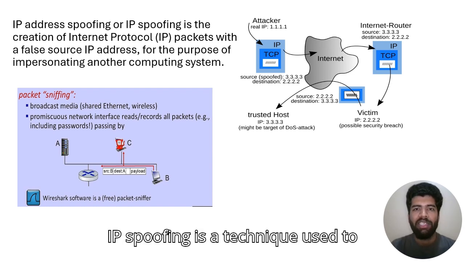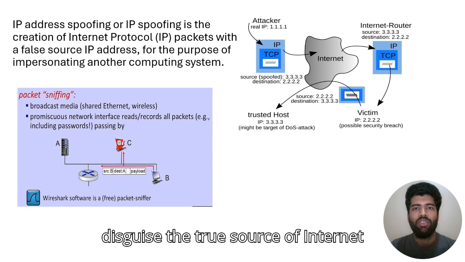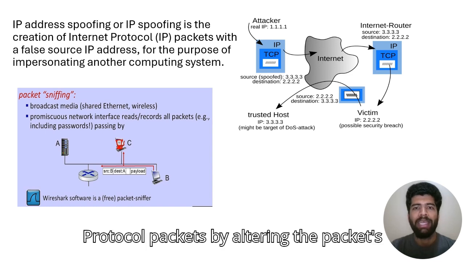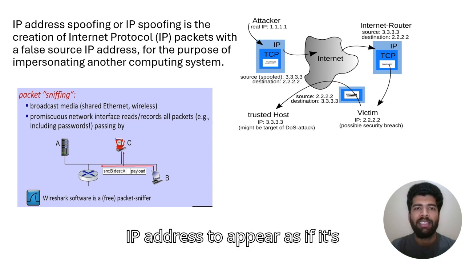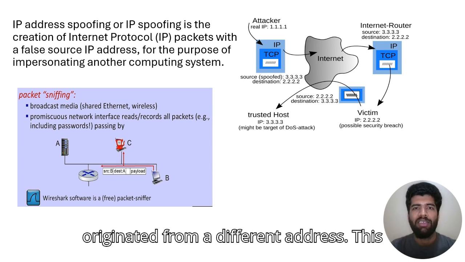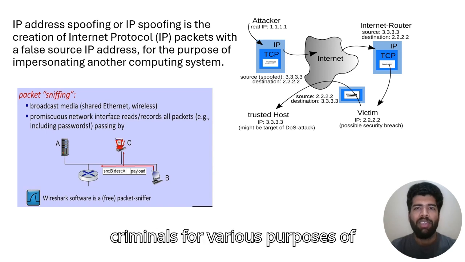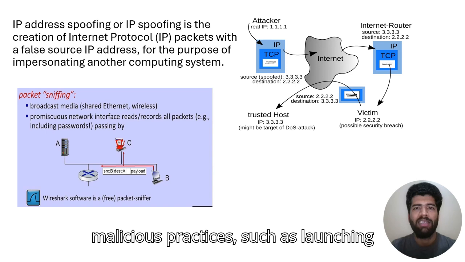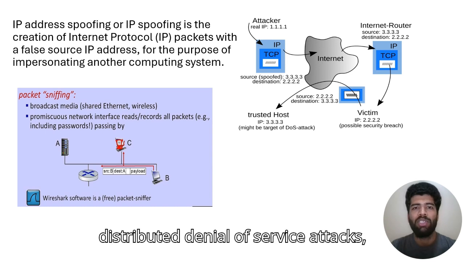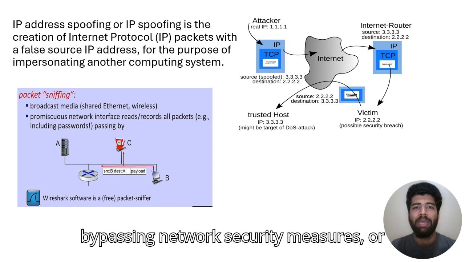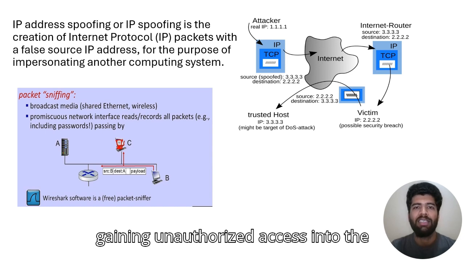IP spoofing is a technique used to disguise the true source of Internet Protocol packets by altering the packet's IP address to appear as if it originated from a different address. This technique is often employed by cyber criminals for various malicious purposes such as launching distributed denial of service attacks, bypassing network security measures, or gaining unauthorized access into systems.